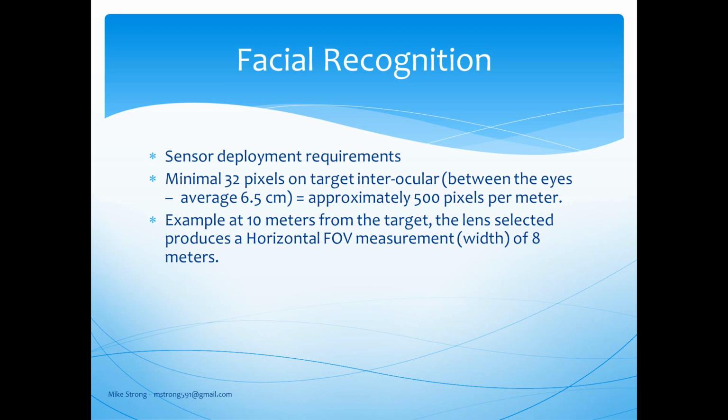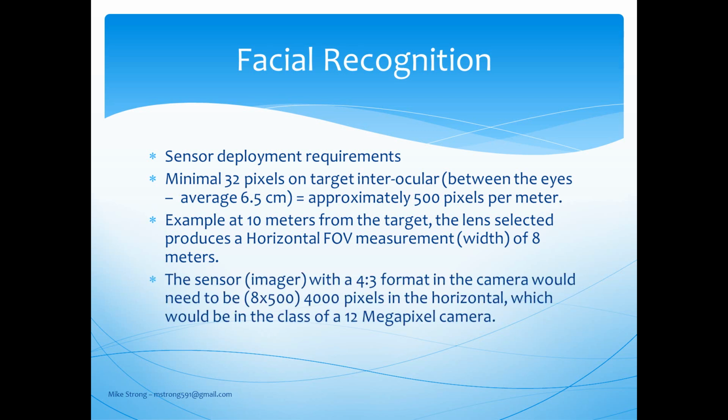So as an example, at 10 meters from the target, the lens we selected produces a horizontal field of view, the width, of about 8 meters. Okay. The sensor, or the imager, if it has a 4:3 format in the camera, would need to be, well, 8 meters times 500 pixels per meter would be 4,000 pixels in the horizontal, which would put us in the class of a 12 megapixel camera.